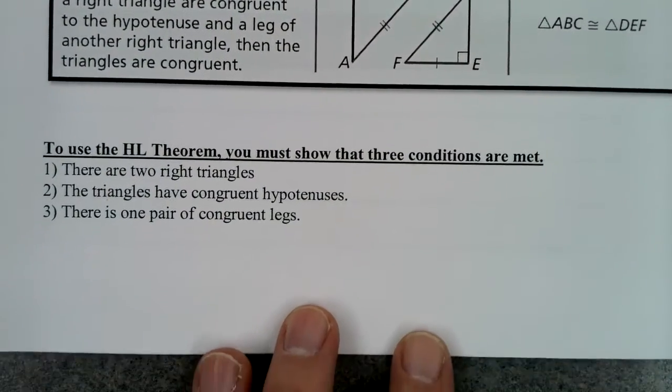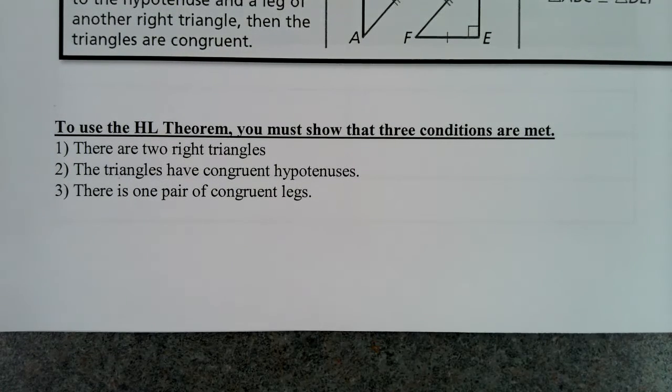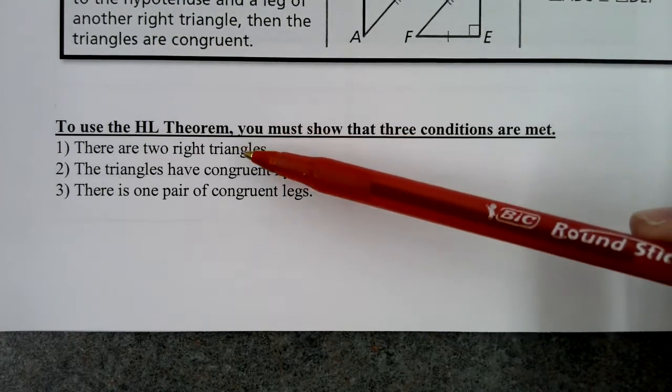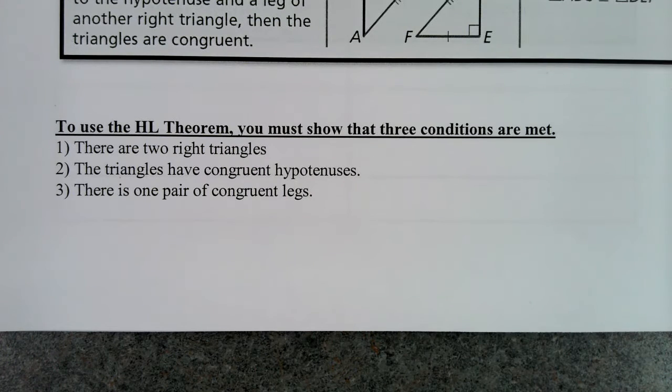So this summarizes what I just talked about. To use the HL theorem, you must show that 3 conditions are met. Again, this is just recapping what I just said. First of all, there must be 2 right triangles. The triangles must have congruent hypotenuses, and there has to be 1 pair of congruent legs.